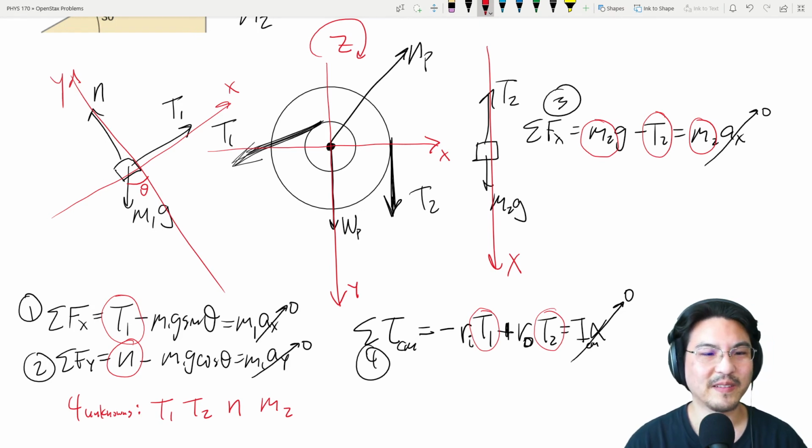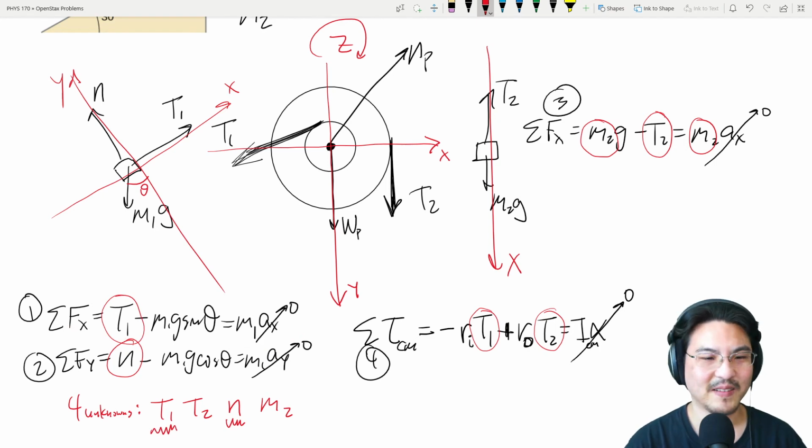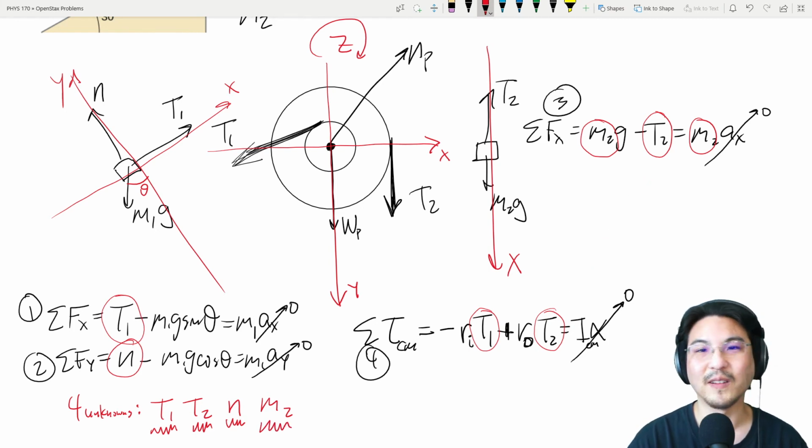In which order would you solve these? Right, look. Equation 2, you can solve for n. Got it. Equation 1, solve it for T1. Solved. Right, then you have T1, plug it in right here. Then you got T2. And then you have T2, plug it in over here, and you have M2. So then we have all 4 unknowns, just like that.